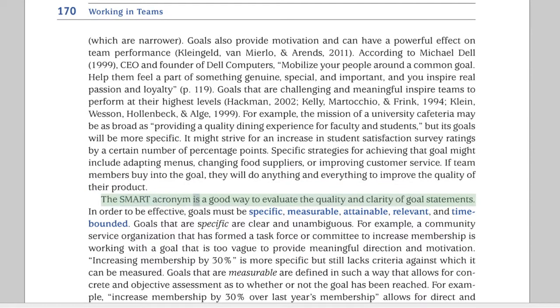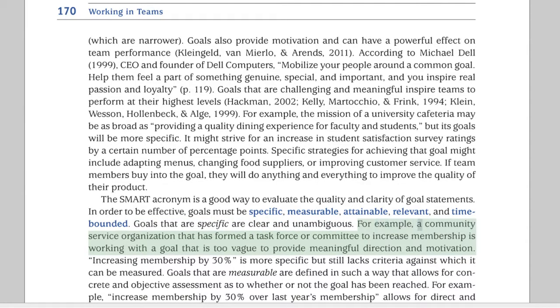The SMART acronym is a good way to evaluate the quality and clarity of goal statements. In order to be effective, goals must be specific, measurable, attainable, relevant, and time-bounded. Goals that are specific are clear and unambiguous.